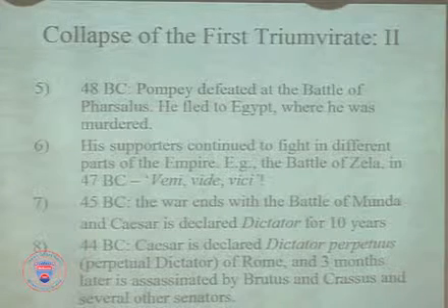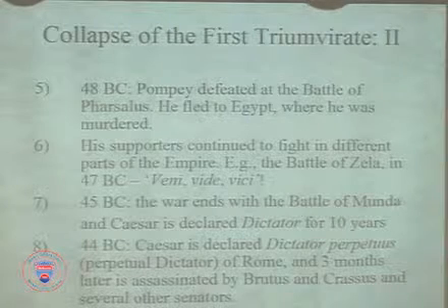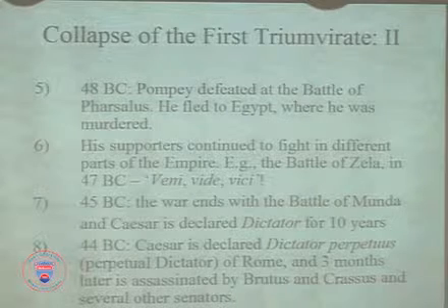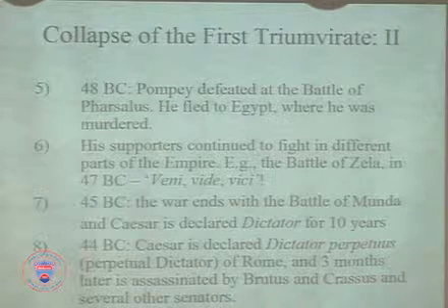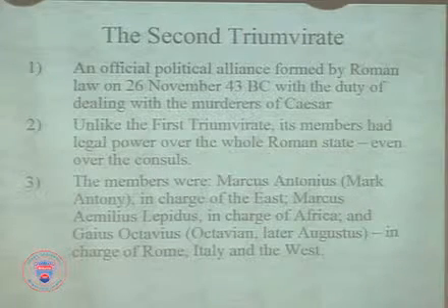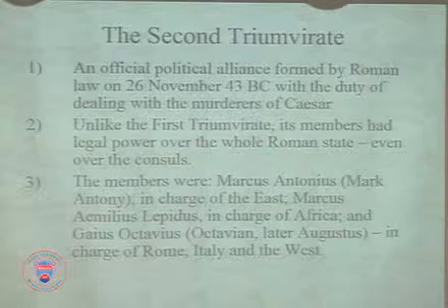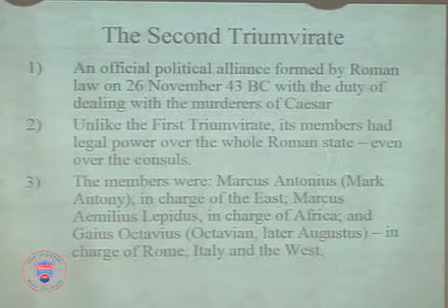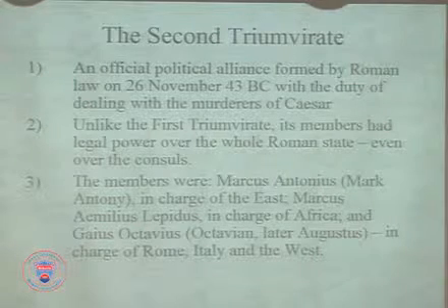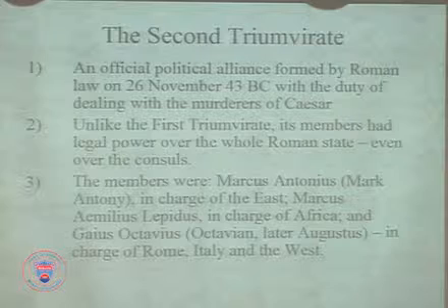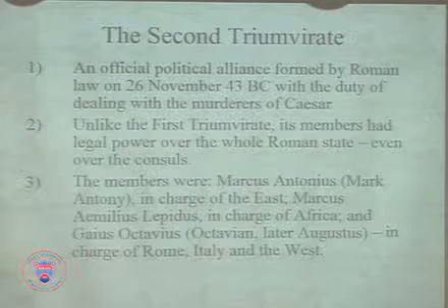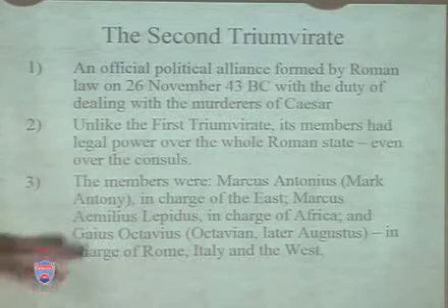In 44 BC, Caesar is declared perpetual dictator of Rome. And 3 months later, on the Ides of March, the 15th of March, he's assassinated by Brutus and Cassius and several of the senators. Well, this starts off a civil war. And this civil war is associated with the creation of the Second Triumvirate, which is an official political alliance formed by Roman law with the duty of dealing with the murderers of Caesar. These men have full legal power over Rome.